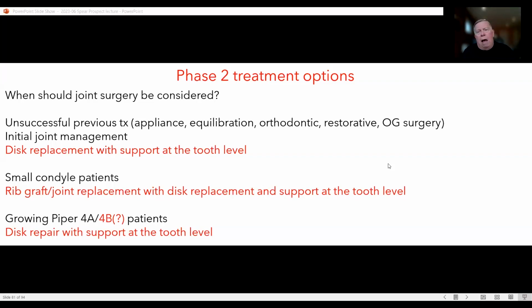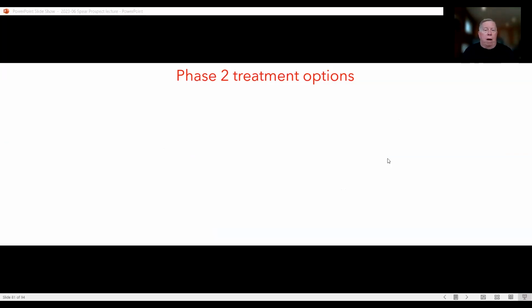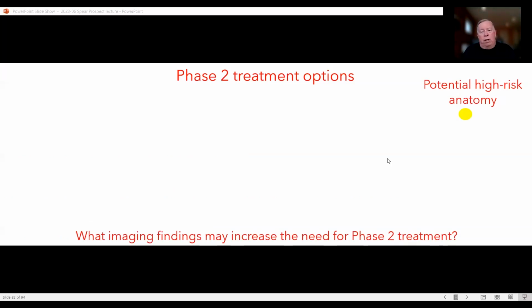There's been a lot of studies coming out of Asia that have talked about the benefits of disc repair over the last 4 or 5 years. You're starting to see the pendulum swing back to doing more surgical repairs in growing patients to prevent the type of problems that we're talking about. So really the question is, who are the patients you may need this on?